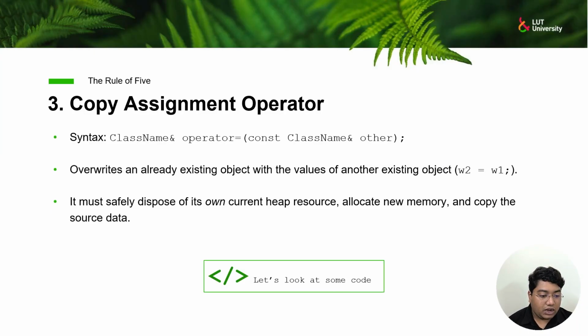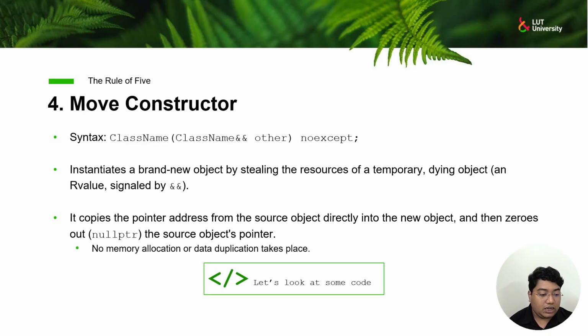Let's get back to our slide. But copying isn't always necessary. Imagine a function creates a temporary object and returns it. That temporary object is about to disappear anyway. Copying all of its heap memory into another object would be just a waste of time. So instead, C++11 introduced new move semantics. A move constructor doesn't duplicate the resource.